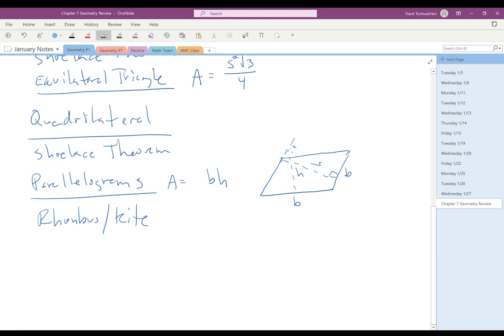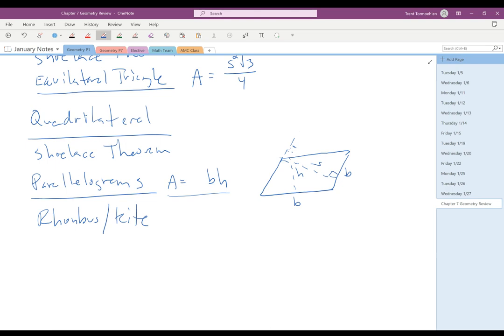It is base times height. Man, that was a bad mistake. So good to bring up. Remember, this is one of the ones that does not use 1/2. It's easy to mess that up, just like I did, and forget that, oh, wait a second. A triangle is 1/2 base times height. A parallelogram is just base times height.